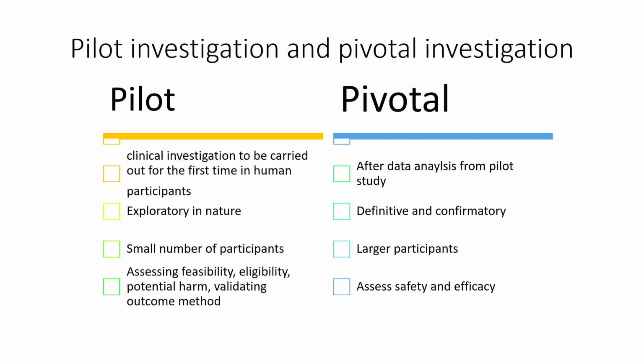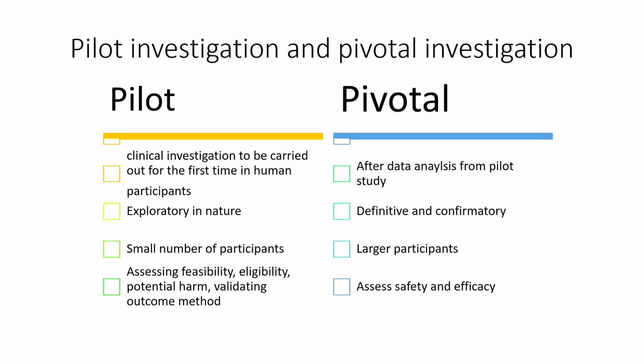Further, we should talk briefly about the pilot investigation and pivotal investigation, and how they are different. In a pilot study, you're looking at a clinical investigation carried out for the first time in humans. This is a pilot clinical test, phase 1. After data analysis from the pilot study, you get a pivotal study result. So both are very, very different. Pilot is exploratory in nature, whereas pivotal is more of a definitive and confirmatory approach. One is more hands-on and realistic, and the other is more theoretical.